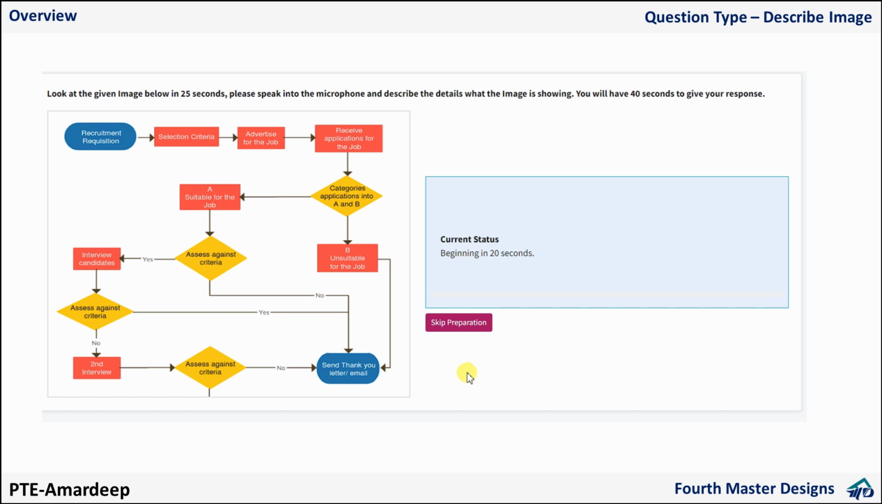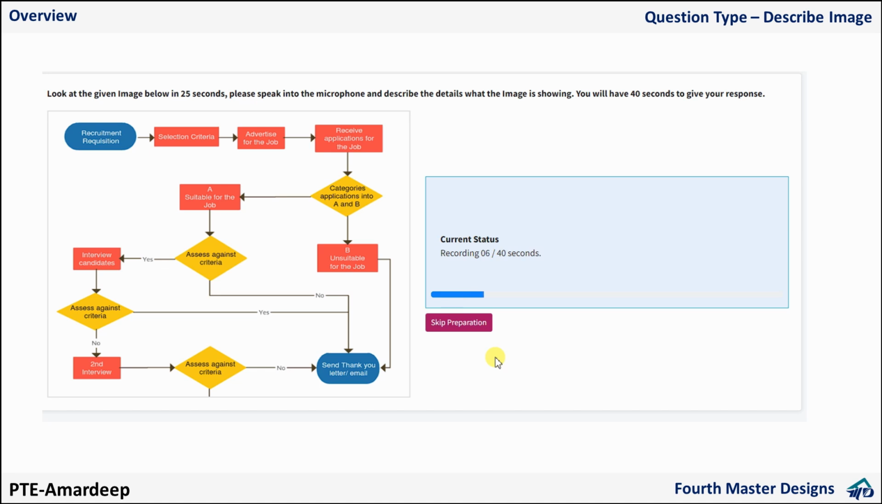The moment the image is on the screen, your timer will start. You will get 25 seconds to prepare. After your time is over, you have to record your answer in 40 seconds. So there are two parts, preparation and recording. There will be a beep sound once your time is over, and then you have to speak.